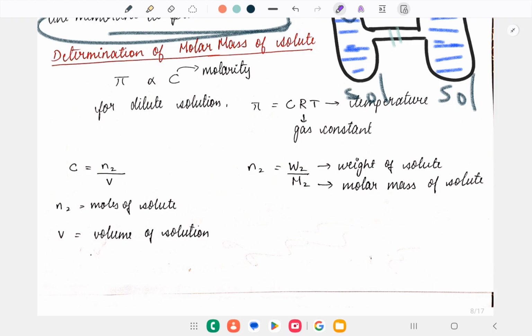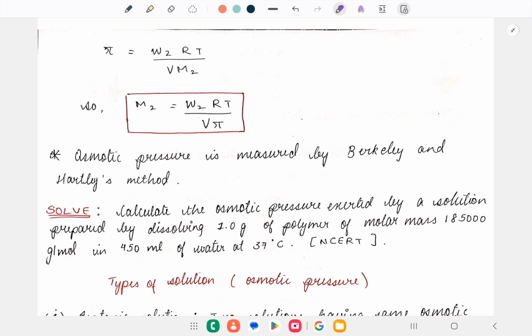So here R represents the gas constant and n2, that is the number of moles, is weight of the solute by molar mass of the solute. And C here is the molarity, so the number of moles of the solute by the volume of solution. So by substituting the values, we can find the molar mass of the solute with this following equation. And the osmotic pressure is measured by this particular method.